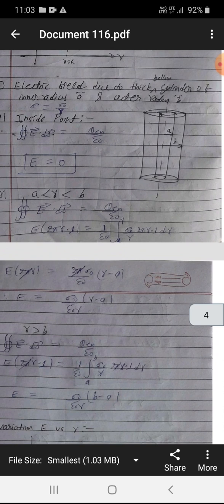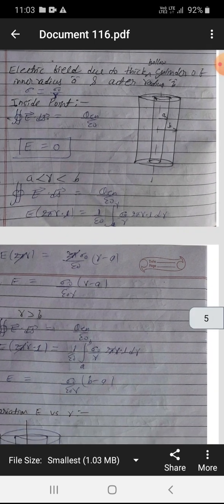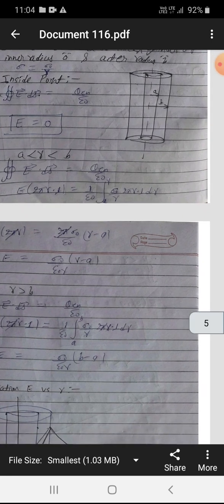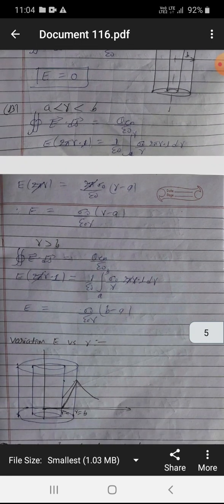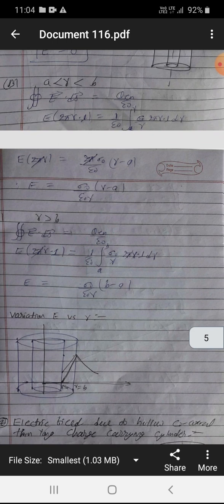So E into 2 pi r into 1 equals 1 by epsilon naught sigma naught by r, because we have taken the charge density sigma equal to sigma naught by r. So we replace sigma by sigma naught by r, into 2 pi r into 1 dr, integration from a to small r. Upon calculating we get E equal to sigma naught by epsilon naught r into (r minus a).